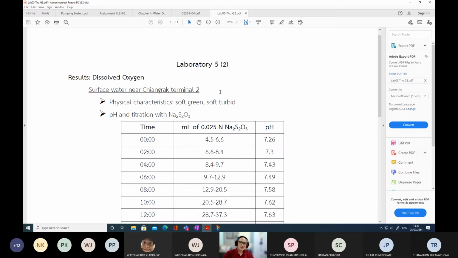These results, I'm not sure which group they belong to. It's group number 2. This is the result obtained from the measurements of dissolved oxygen from the ponds near Chiang Rak Terminal 2. What is it? Chiang Rak Terminal 2, I'm not sure. Gate number 2, it must be gate number 2. Bus station, van station, I'm not sure what it is, but anyway, just forget about it.